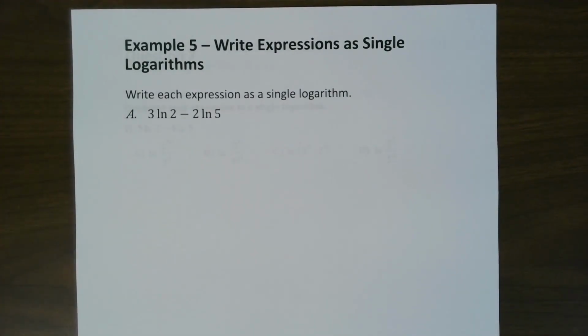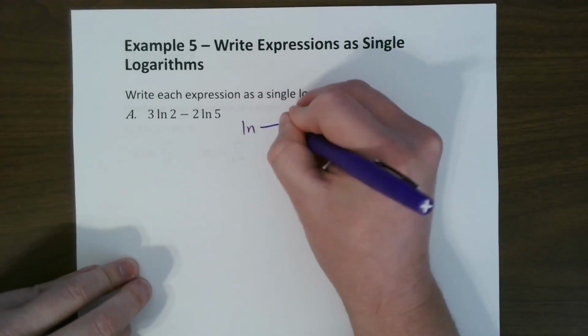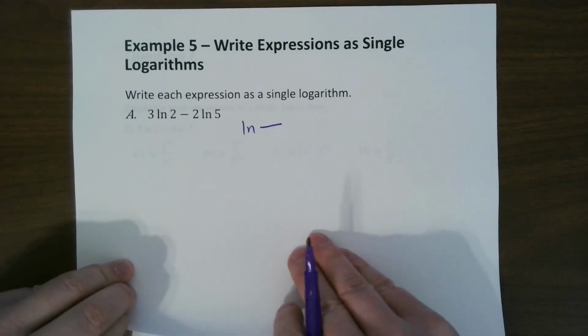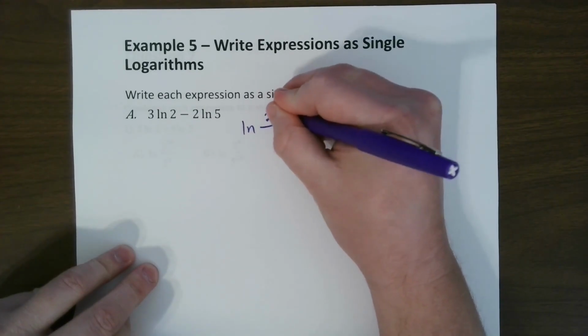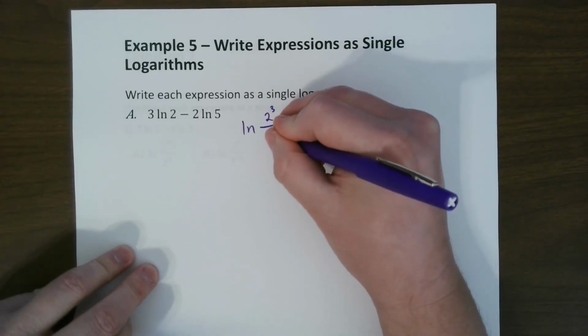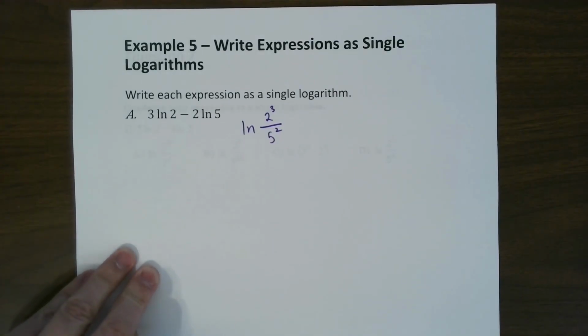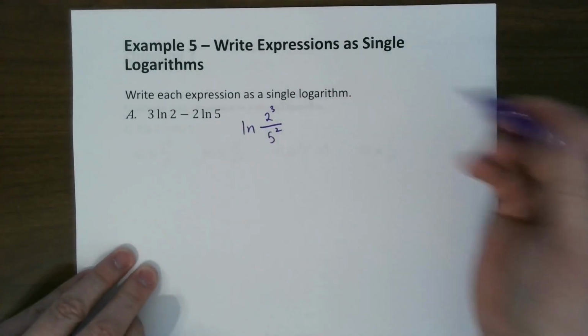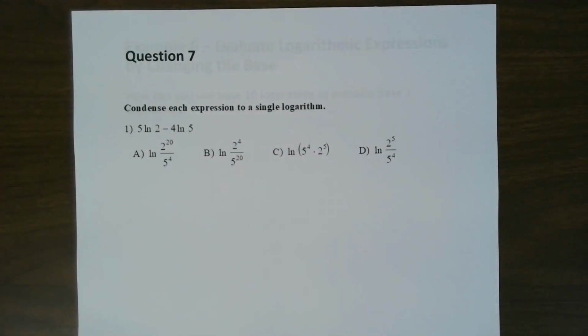Okay, so we're going to do it again. Write as a single logarithm. So once again, there's a minus there, so I write ln with a fraction line. Now I write 2 to the third and 5 to the second power. That's it. Which you can rewrite as 8 over 25 if you wish. Go ahead and try this problem.